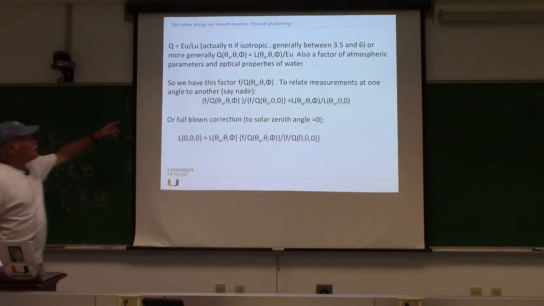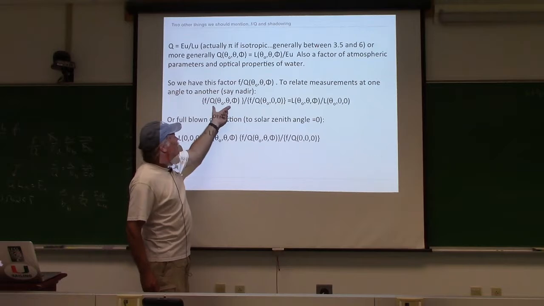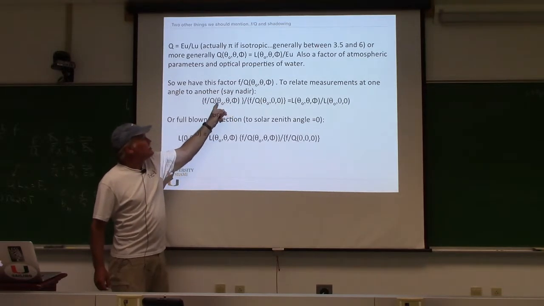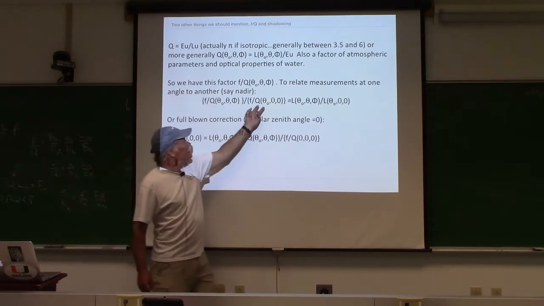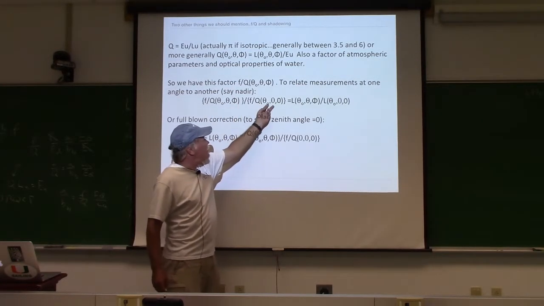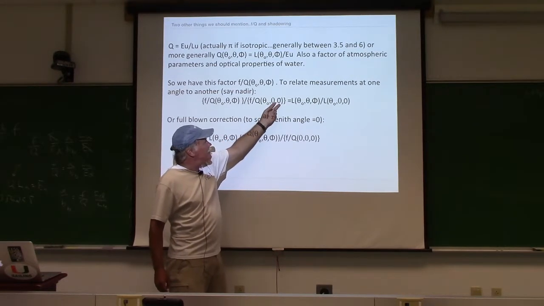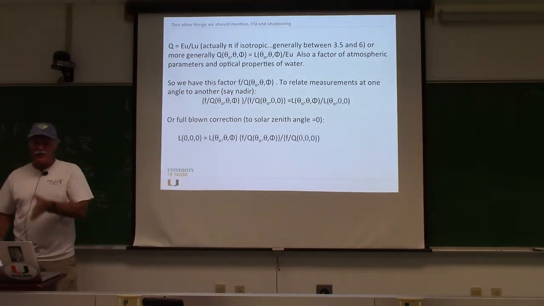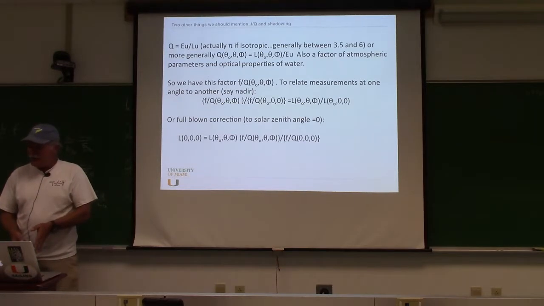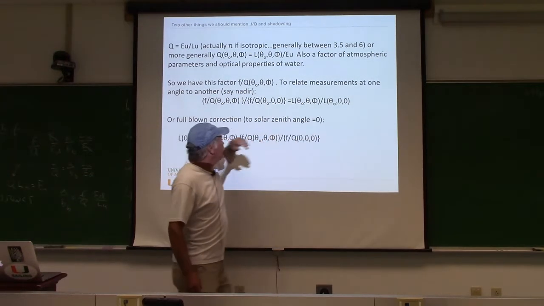So to relate measurements at one angle to some at another, say nadir angle, you take the ratio of this F over Q for the given solar geometry you have in the given view directions. These are theta and phi for view. This is solar zenith angle. And divide it by the one for the same solar zenith angle at 0, 0, and this would correct any other view angle for that day, that solar angle, to be at nadir. Okay, so that's a correction to correct some other view angle to be at nadir.